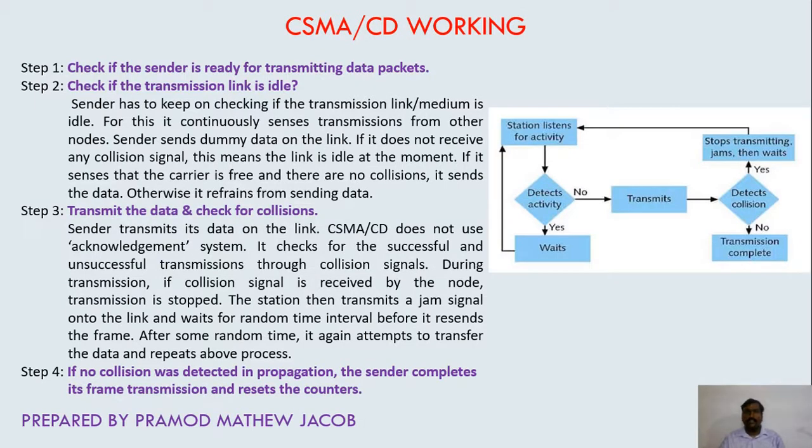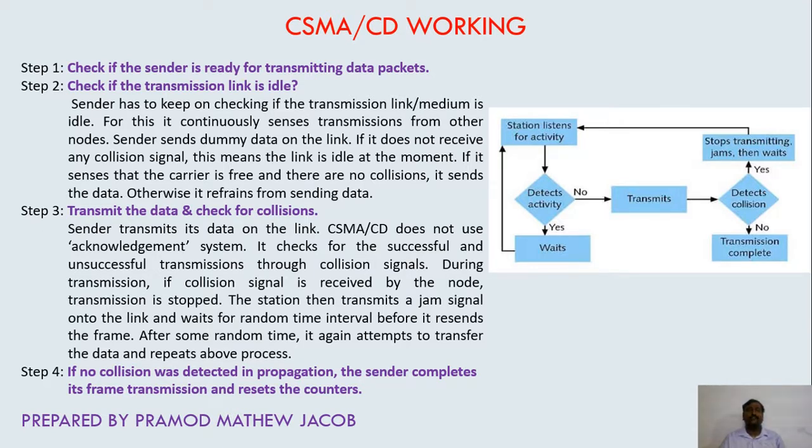Next, let's understand the working of CSMA/CD. First, check if the sender is ready for transmitting the data packets. If the sender is ready, then check if the transmission link is idle, that is, whether the communicating medium is idle or not. For that purpose, the sender has to keep on checking if the transmission medium is idle. For this, it continuously senses the transmission from other nodes or computers. The sender sends dummy data on the link. If it does not receive any collision signal, this means that the link is idle at the moment. If it senses that the carrier is free, then there are no collisions. It sends the data, otherwise it refrains from sending the data.